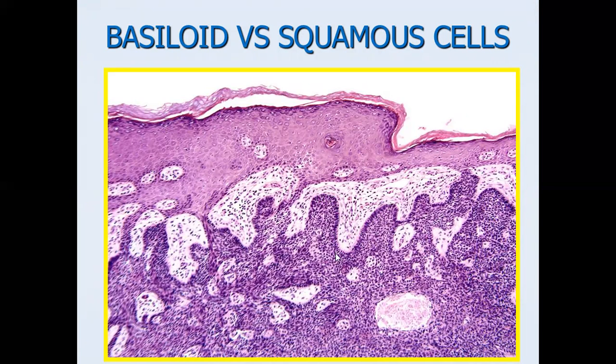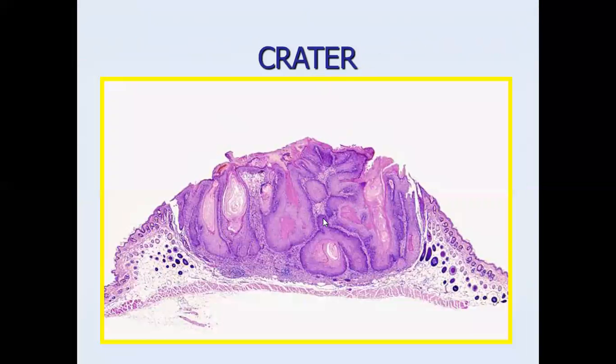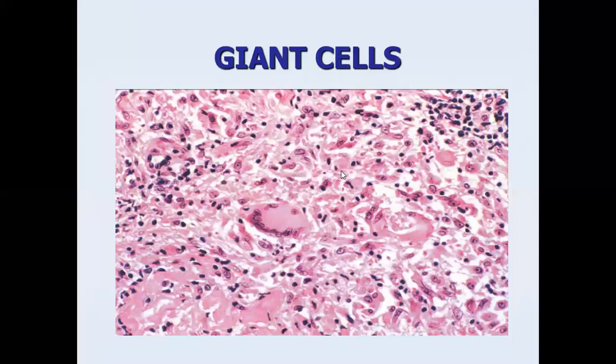Retraction artifact is another feature which I'm going to discuss in the sections on basal cell carcinoma and skin tumors. Rather, I have already discussed it in my previous lectures. Crater is the large keratin plug which is seen within the dilated hair follicles and the proliferating epidermis. This crater is seen in keratoacanthoma.